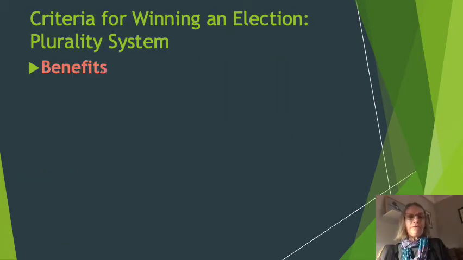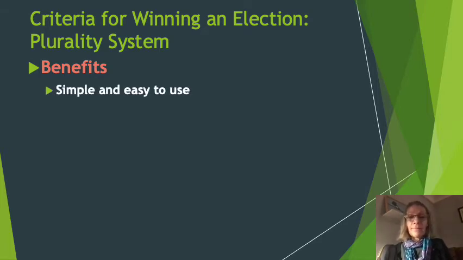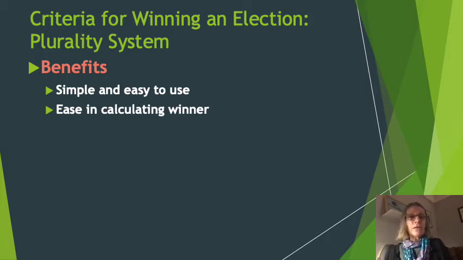So what are the benefits of using the plurality winner-takes-all system? Well, one of the benefits is it's a voting method that's simple and easy to use. The ballots are very easy. People just go in and they vote for the candidate that they want. They just put a check by the candidate's name. Then they submit their ballot. End of conversation. It's also easy to calculate the winner because you just count up all the votes and whoever gets the most votes wins.